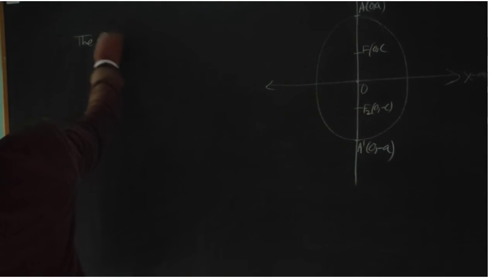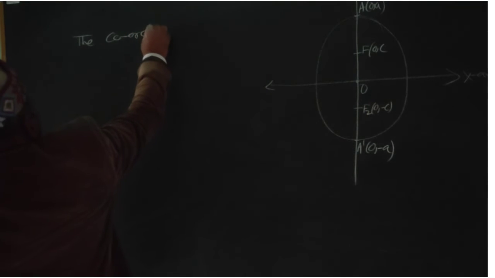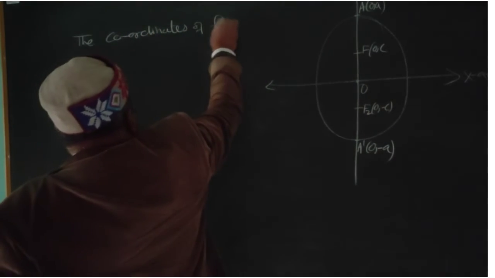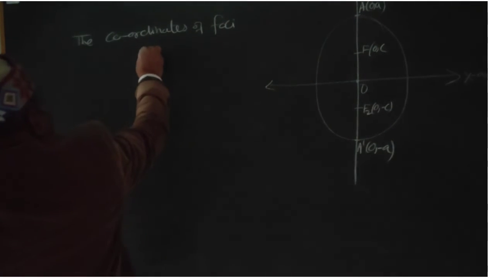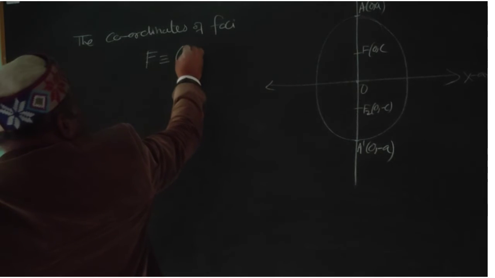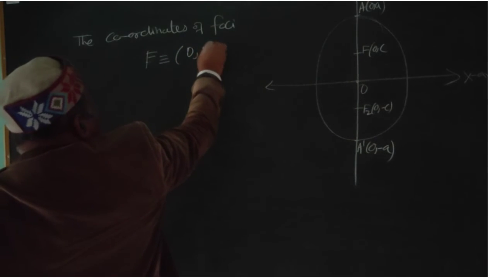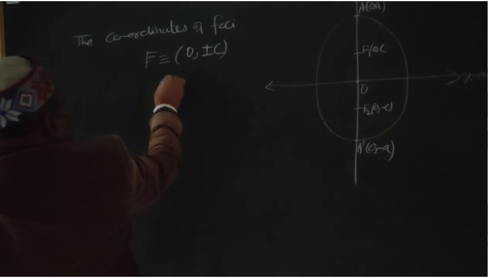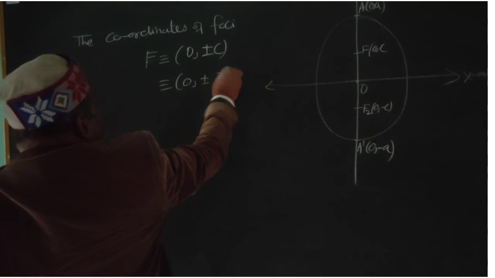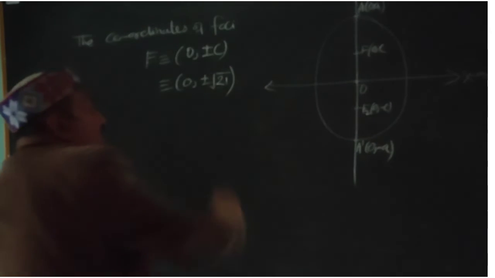Now the coordinates of the foci are F, 0, plus minus C, that is equal to 0, plus minus root 21. These are the coordinates of the foci of this ellipse.